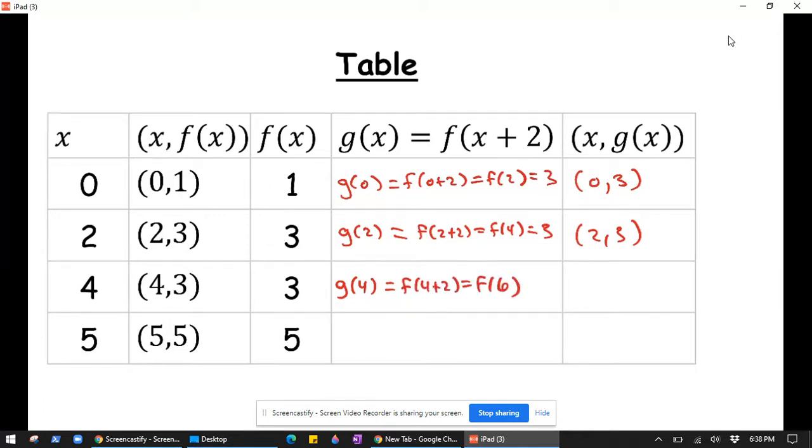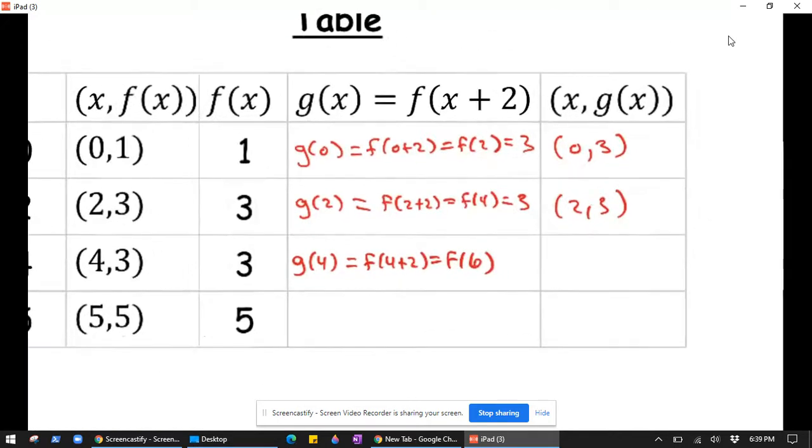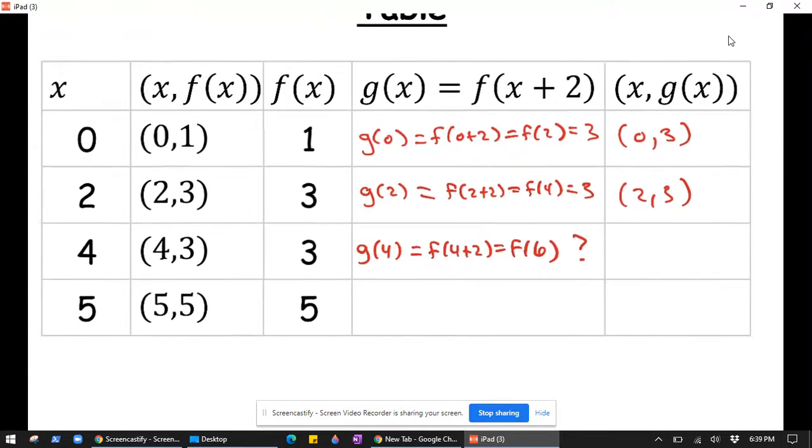And f of 6 is, well, we don't know, right? We don't have it. It's not in the domain, actually. If you go back and look at the graph, it's not even in the domain. So that is a problem, right? We don't know how to go forward from here. And a similar thing happens when you plug 5 in. g of 5 is equal to f of 5 plus 2, which is f of 7. And again, we don't know what that is, so we really don't know how to plot those points.